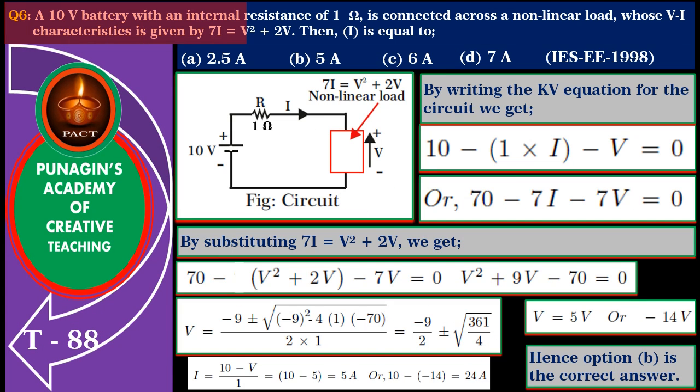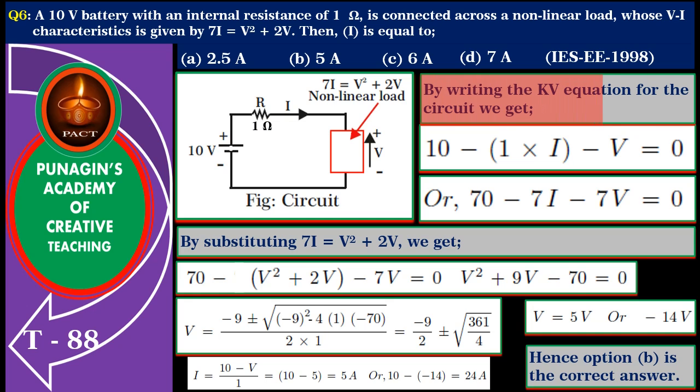Friends, next we shall solve question 6. It is given that a battery of 10 volts with an internal resistance of 1 ohm is connected across a non-linear load whose VI characteristics is 7I is equal to V squared plus 2V. The diagram drawn as per the statement is shown in figure.